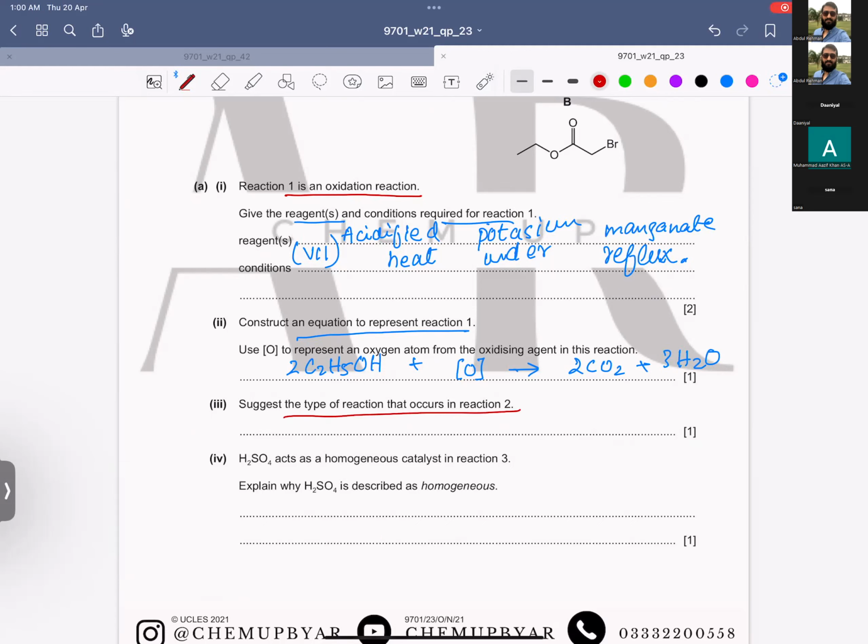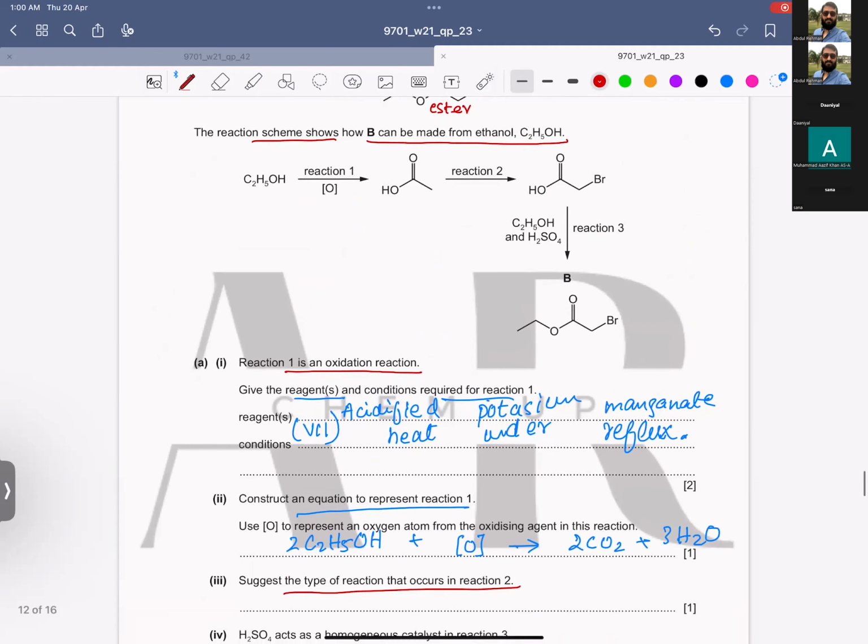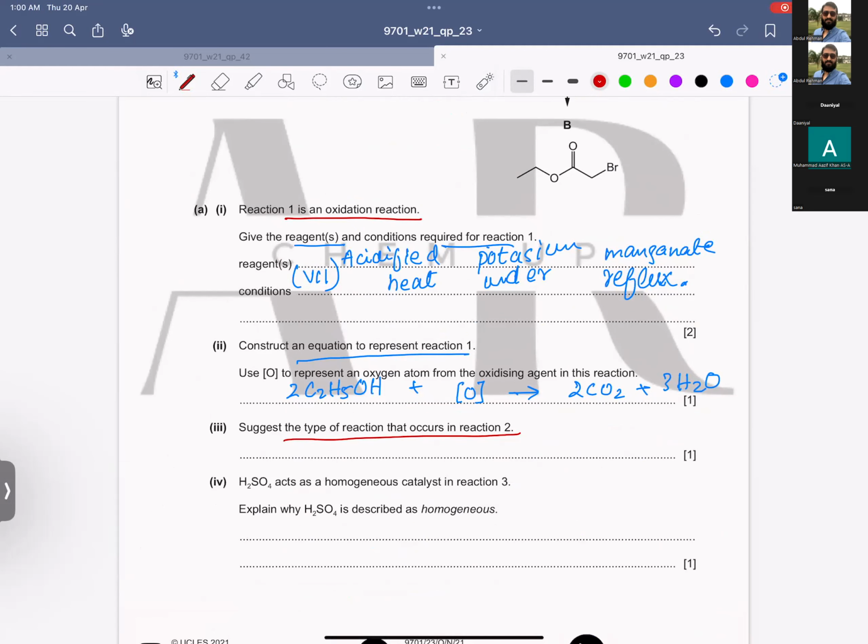Suggest the type of reaction that occurs in reaction 2. So if you look at reaction 2, here it's a CH3 which is substituted by CH2Br. So it's a substitution reaction.